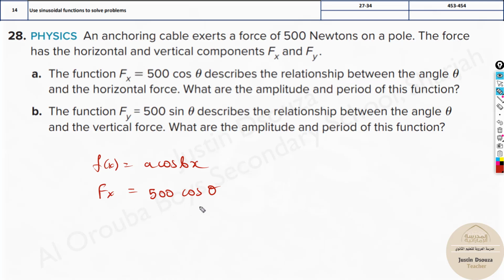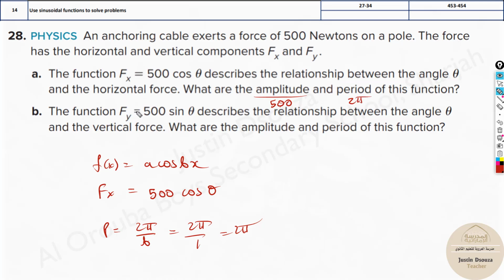Now from this, we can easily find the amplitude. They want the amplitude, it is 500. The period is given by the formula 2 pi by b. The b value is 1, so 2 pi by 1, it's 2 pi itself. So the period is 2 pi.